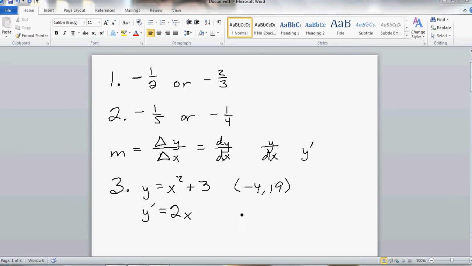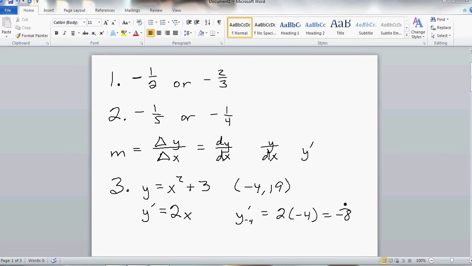Well, we want to know what is the slope at (-4, 19). Well, what we do is we take the derivative and we're going to plug in the x value, because that's what we want to figure. And this is not a mathematical notation per se, but this is the way I'm going to show it. Y prime, and I'm going to plug in negative 4 in for x. So that's 2 times negative 4, and so we get negative 8. Now what this tells me is my slope is negative 8.